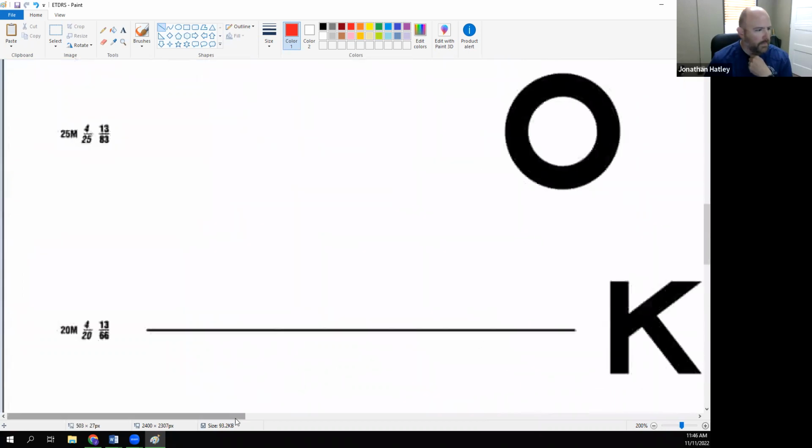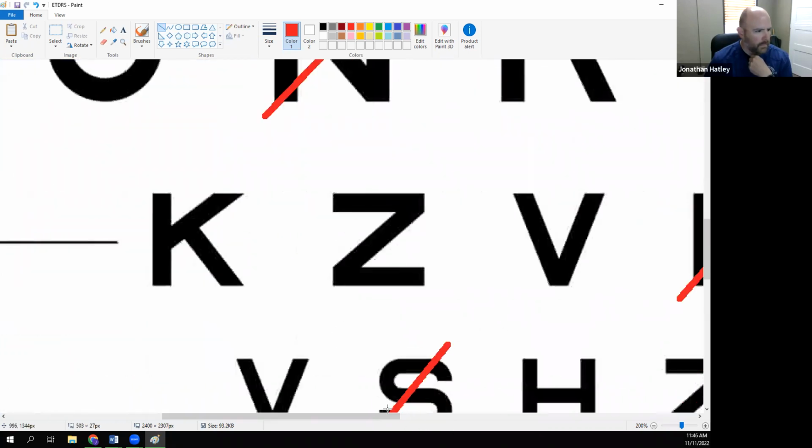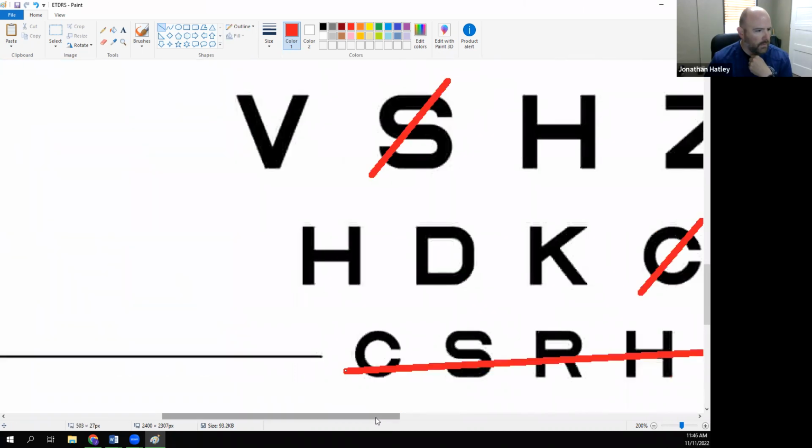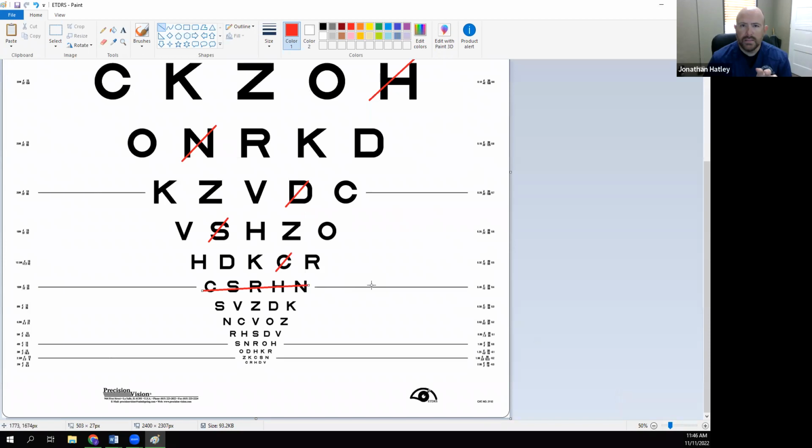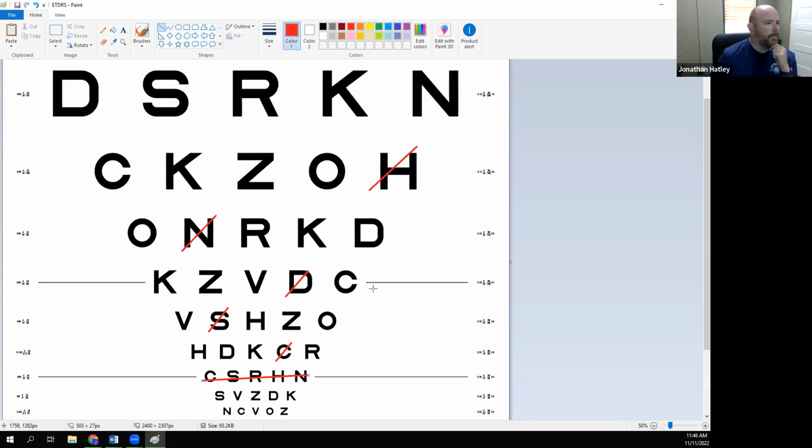Let me scroll down. And you would say, oh, this is 12.5 M. The test was conducted at 4 meters, and so it would be 4 over 12.5 M minus 1. However, for the ETDRS chart, it's not necessary to do plus or minus letters in some circumstances. So let me show you what I mean by that.